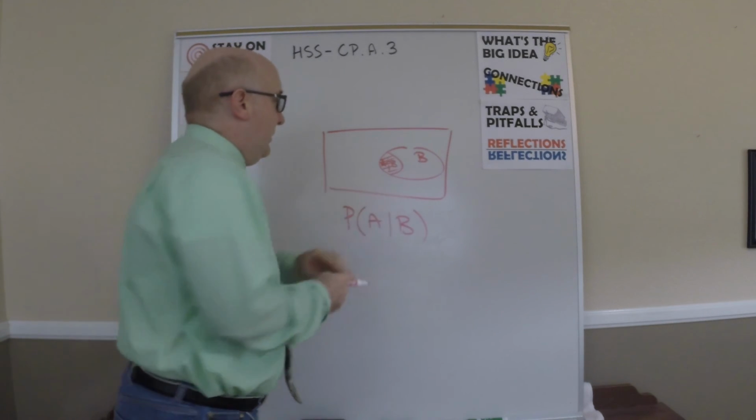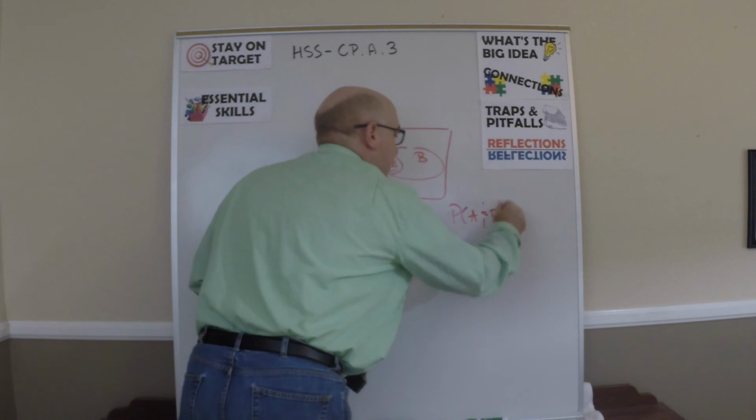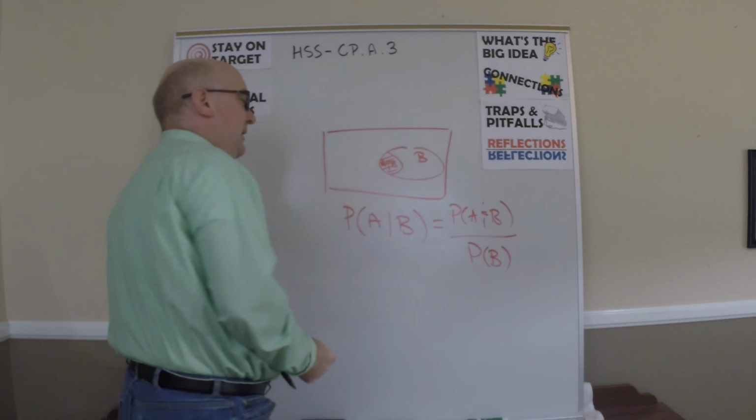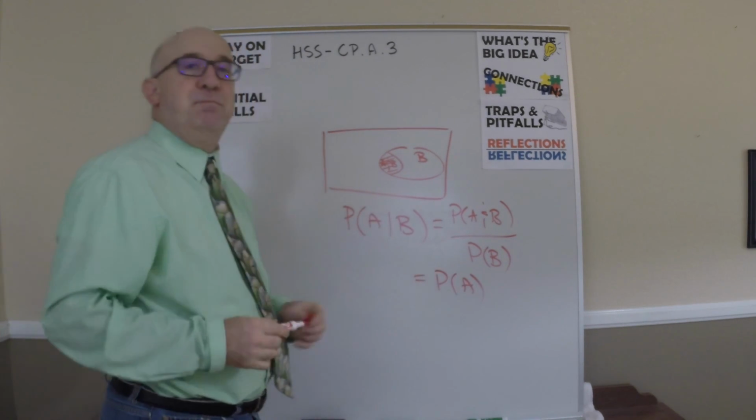If that probability of the intersection, A and B, divided by the probability of B, if that probability is still just the probability of A, bam, independent.